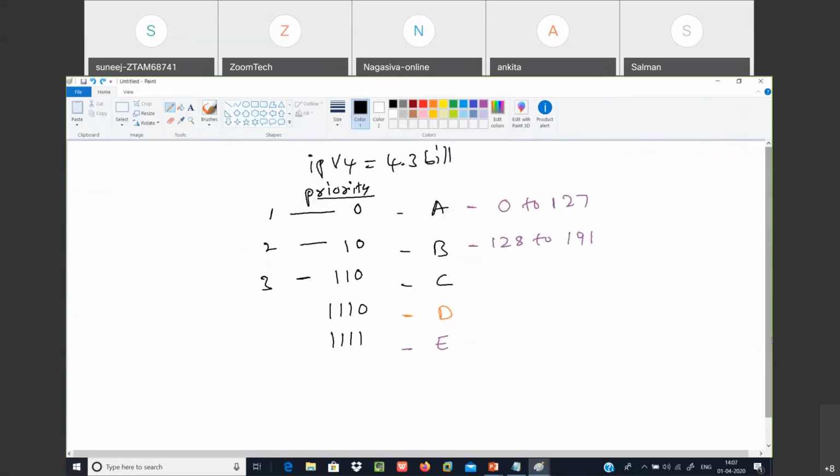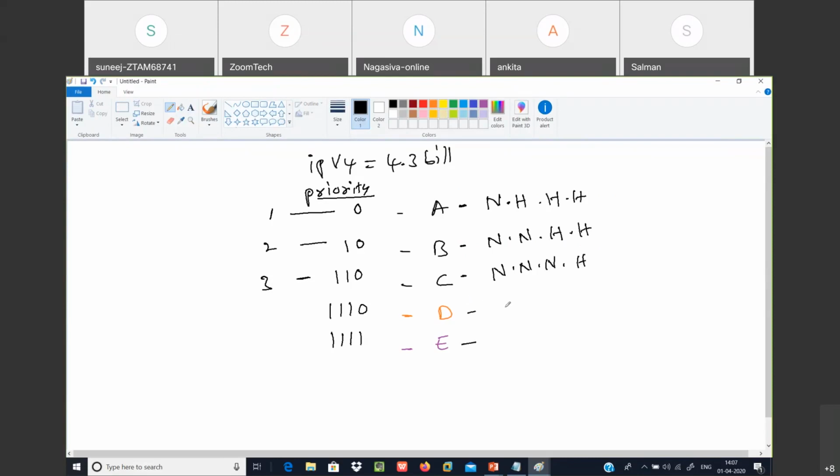A, B, C classes are divided into network portion and host portion. Based upon our network requirement and host requirement, we can choose A or B or C. For class A, the first octet is the network portion, the remaining 3 octets are host portion. For class B, the first 2 octets are network portion, the last 2 octets are host portion. For class C, network, network, network and host, right? What about class D? And what about class E?